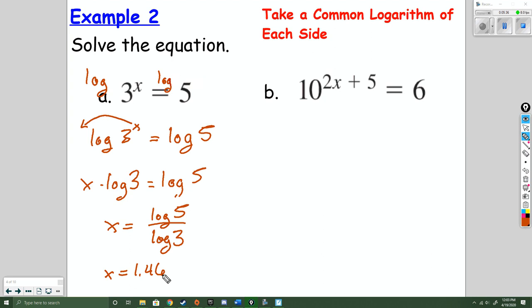For part B, once again, let's take the common log of each side and see what happens. So if we take common logarithm of the left side, we have log of 10 to the 2x plus 5 equals log of 6. Now, one thing that we should recognize is that this is the common logarithm, so it's got a base of 10. So notice that the base of the logarithm and the base of the exponent are the same, which just means that cancels out, and we just get 2x plus 5. Log of 10 base 10 is just 1. We know that to be true.